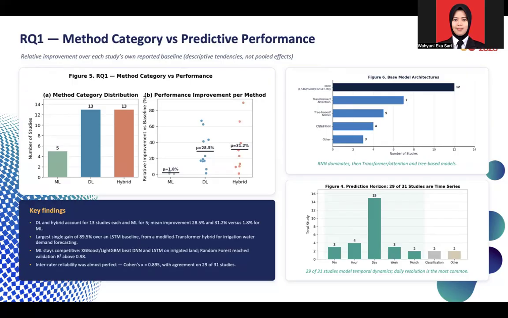XGBoost and LightGBM outperform both deep learning networks and LSTM on irrigated land, and random forest reached a validation R square above 0.98. On the reliability of coding, inter-rater agreement was almost perfect, with a Cohen's kappa of 0.895 and agreement on 29 of 31 studies. And 29 studies explicitly model temporal dynamics, with daily resolution on the most common horizons.